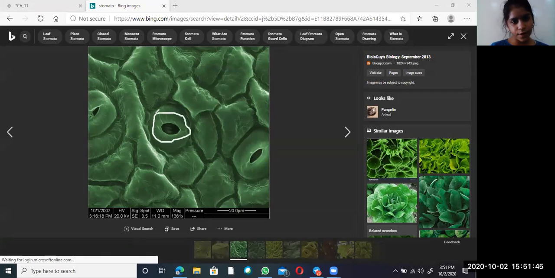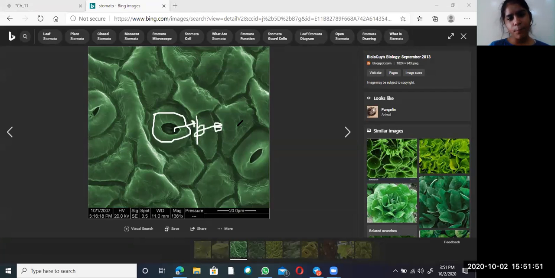You are looking at this figure. You have this pore in here. Can you see this pore? It's a pore inside. This pore is known as stomata. Okay? Now this pore is the stomata.